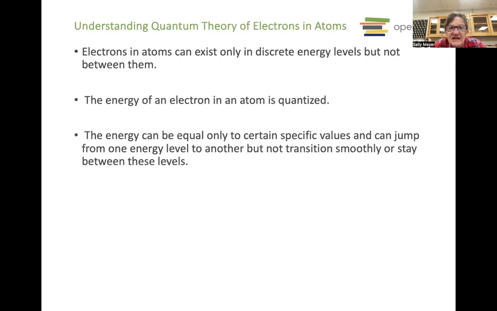So electrons in an atom can exist only in discrete energy levels, but not between them. We want to start understanding what quantum theory tells us and what we know from experiment. The energy of an electron in an atom is quantized. So it can go in steps of energy, but it can't continuously add any quantity of energy. The energy can be equal only to certain specific values and can jump from one energy level to another, but not transition smoothly or stay between these lines.